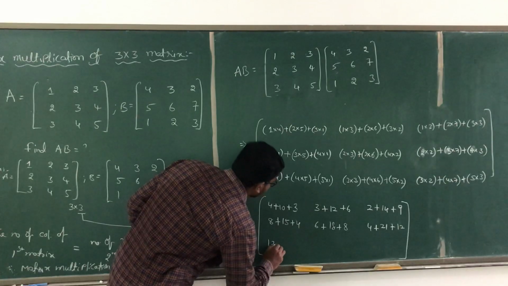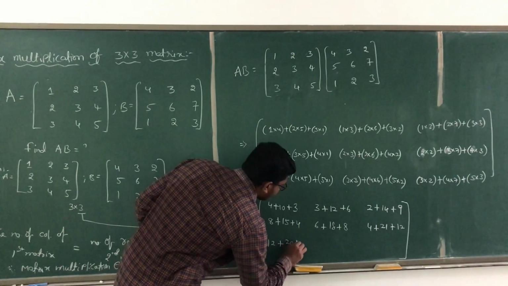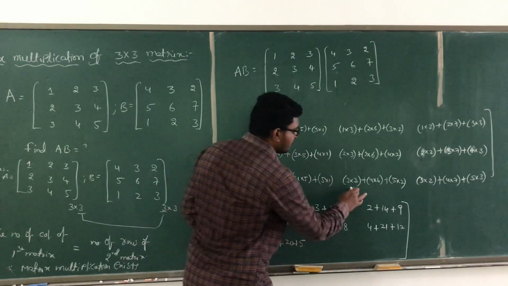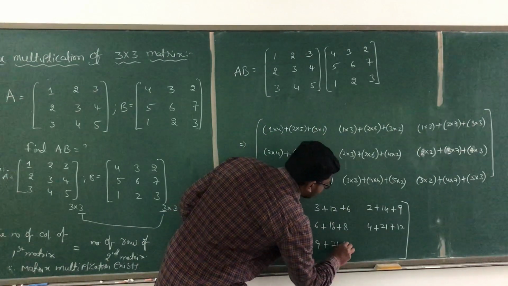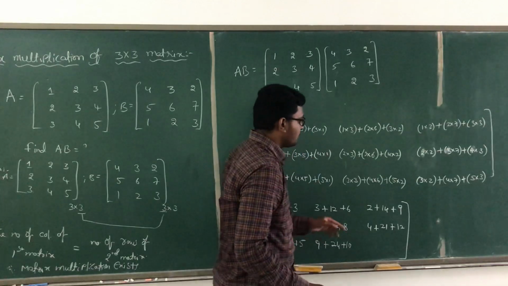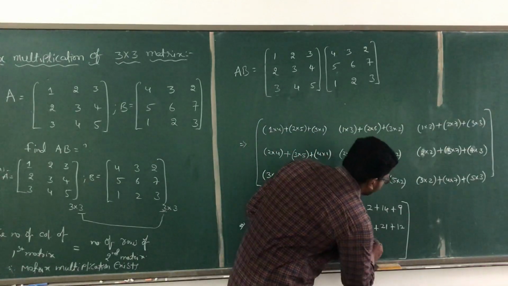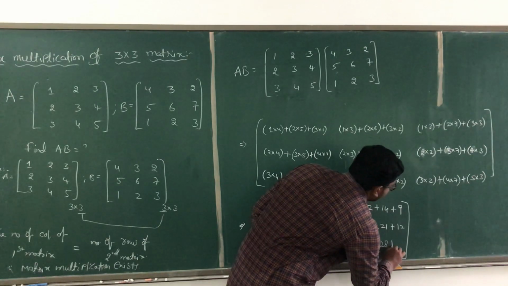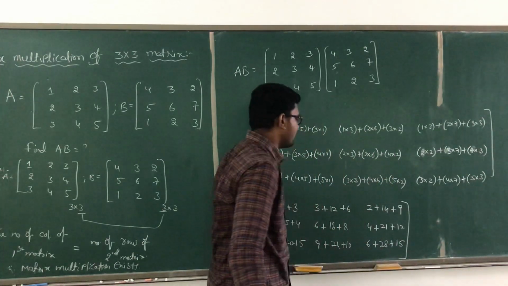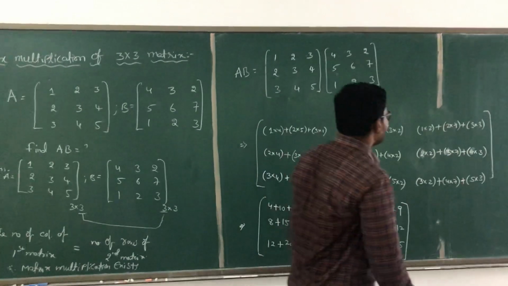Simplification. 3 4s are 12 plus 4 5s are 20 plus 5 1s are 5. Similarly here, what will you get? 3 3s are 9 plus 4 6s are 24 plus 5 2s are 10. Now next step, third column, what are you getting here? 3 2s are 6 plus 4 7s are 28 plus 5 3s are 15. Now do the simplification. What are you going to get?